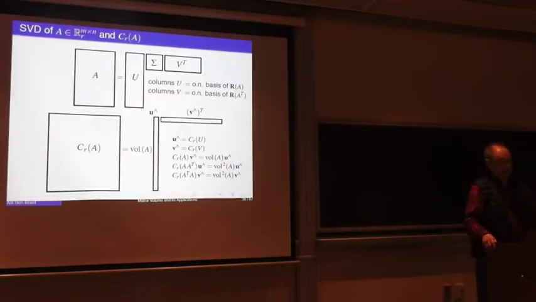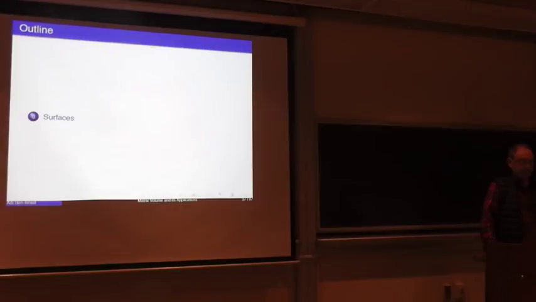So the rth compound of A is the volume of A, which comes out, and here I have the Plücker coordinate of U, of the subspace spanned by U, that is the range of A, times the Plücker coordinate of the matrix made by the rows of the matrix V transpose, and this is the Plücker coordinate of the range of A transpose. So this is a very elegant result. I'm not sure it will do good to anyone, but more about this in the future.